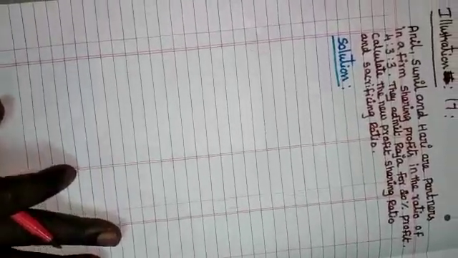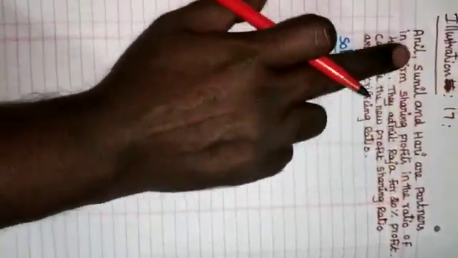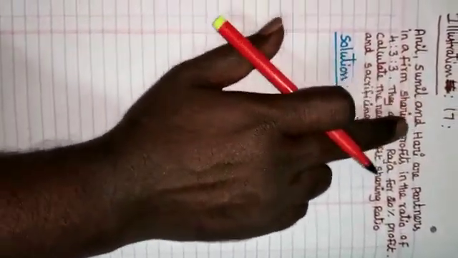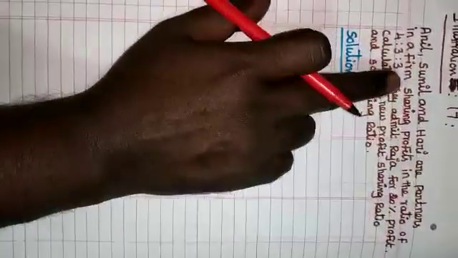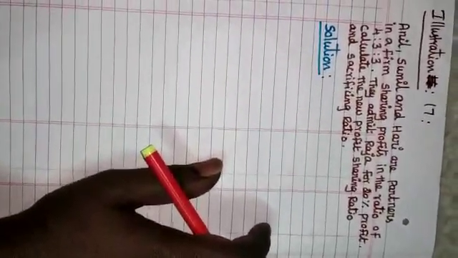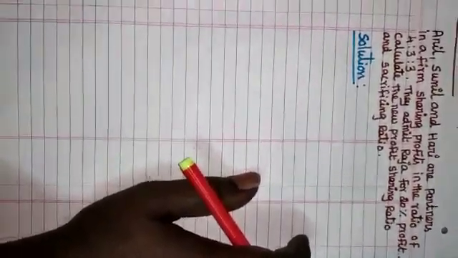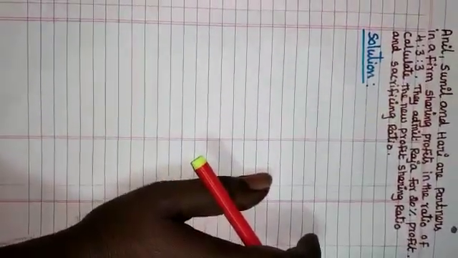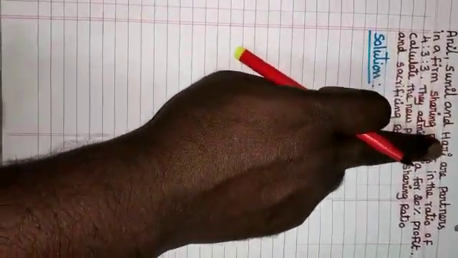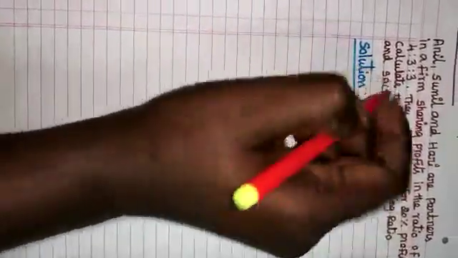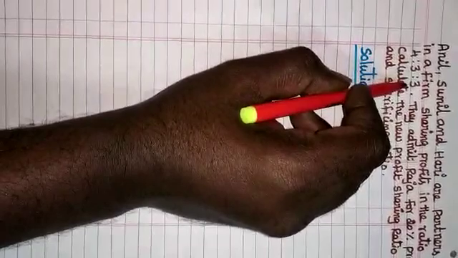Hello students, 12th Accountancy, Unit 5, illustration number 17. Anil, Sunil and Hari are partners in a firm sharing profits in the ratio of 4:3:3. The earlier sum we had only two partners, existing partners, and one new partner will be admitted. But here we got three old partners. So the old partners' share of profit is given.